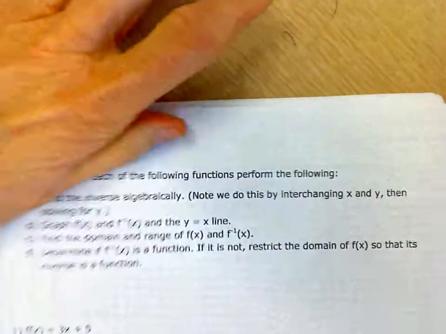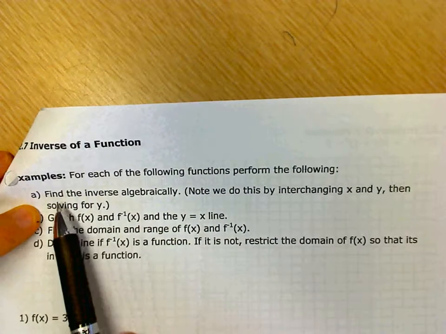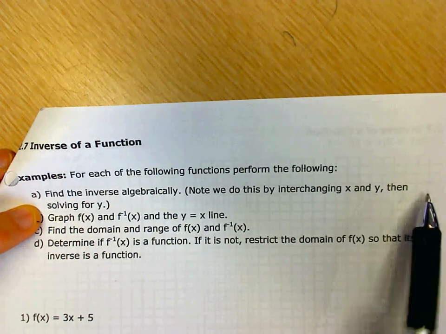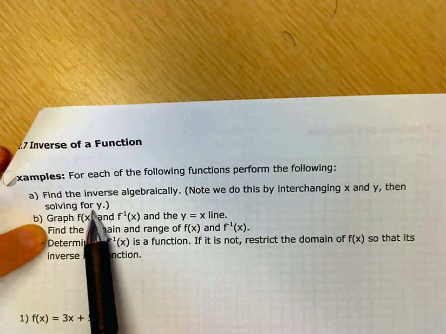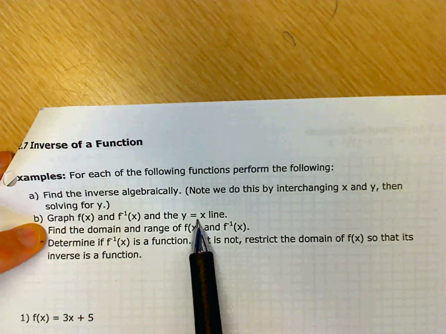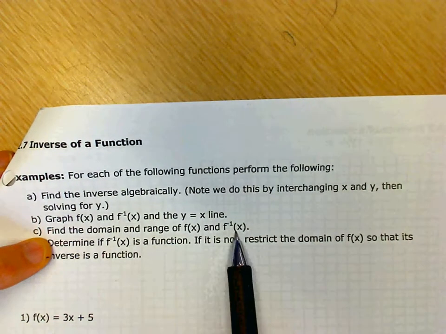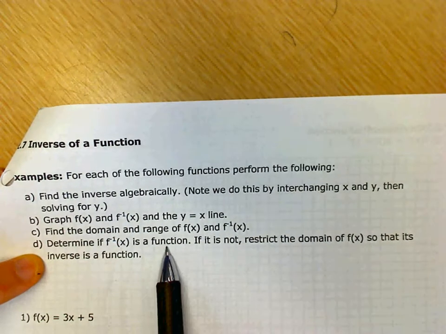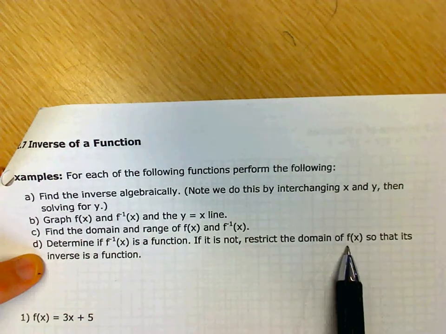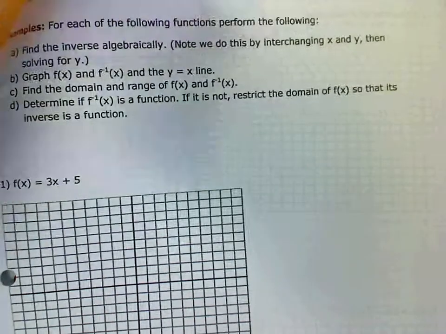Okay. For each of the following functions, perform the following. Find the inverse algebraically. Note, we do this by interchanging x and y, then solving for y. We're going to graph both the original function and its inverse and the y equals x line. We're going to find the domain and range of f of x and its inverse. We're going to determine if the inverse is a function. If it's not a function, we're going to restrict the domain of f of x so its inverse is a function. So let's just slowly go through all of that so it's clear.